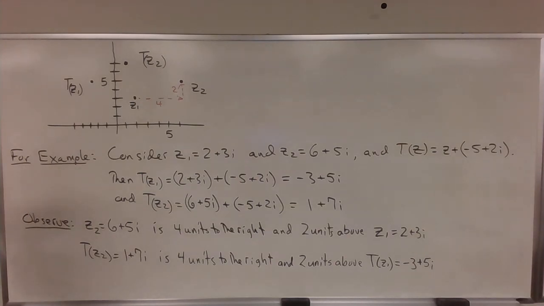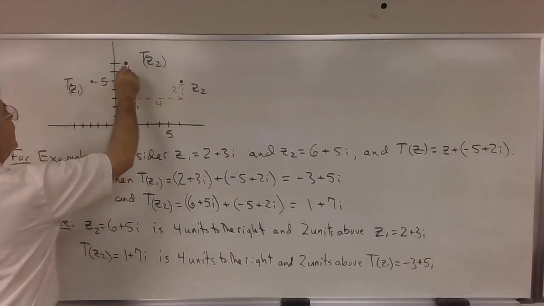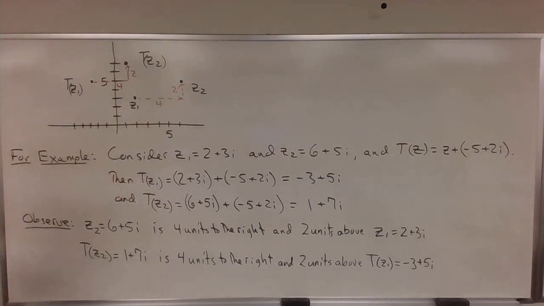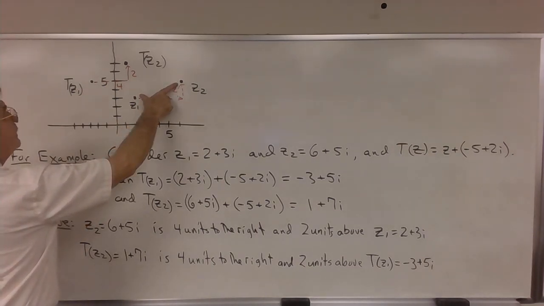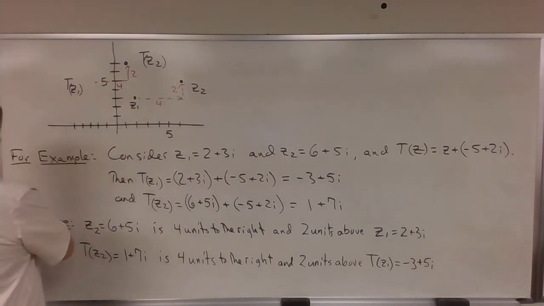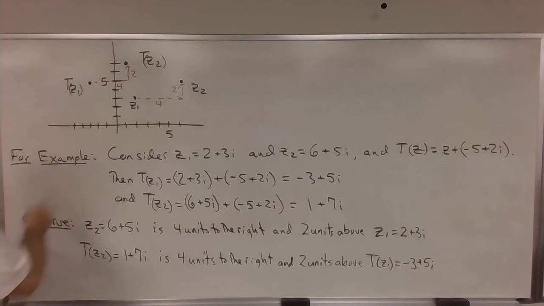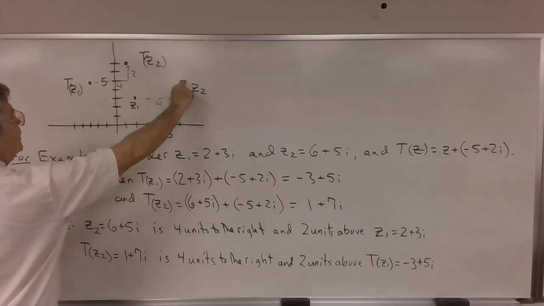Now let's take a look at the images of Z1 and Z2. T of Z2 is 4 units to the right and 2 units above T of Z1. So these two points have their positions, so to speak, their relative positions with respect to one another, preserved. Over 4 units to the right, up 2 units, over 4 units to the right, up 2 units.